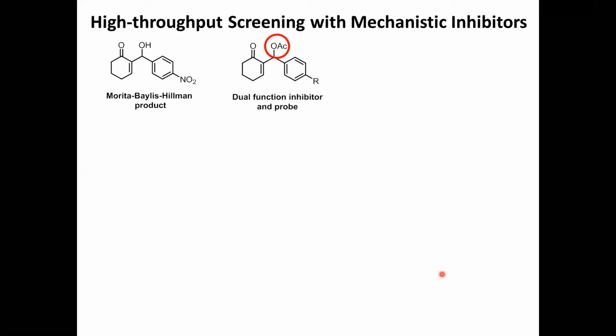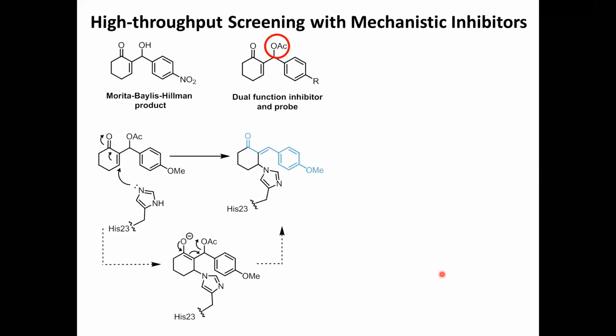And at the outset of this project, there simply was no high throughput spectrophotometric assay that could report on this Morita-Baylis-Hillman reaction. So at the outset of the project, what we've done here is design such an assay. The way we've done this is we've taken the Baylis-Hillman product and we've converted the alcohol into an acetoxy group to make it into a good leaving group.